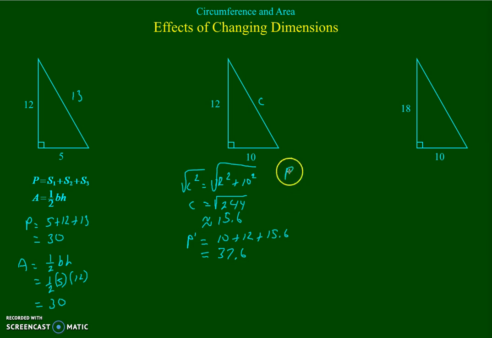So we would say perimeter increased 7.6 units, whatever the units happen to be.